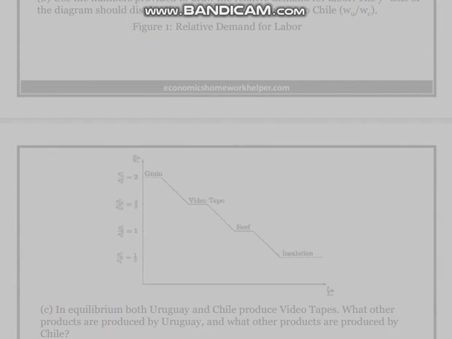B. Use the numbers provided to draw the relative demand for labor. The y-axis of the diagram should display the relative wage of Uruguay to Chile, WU/WC. Figure 1, relative demand for labor.